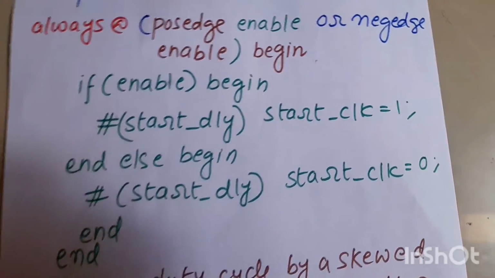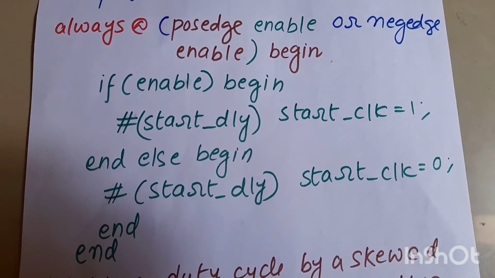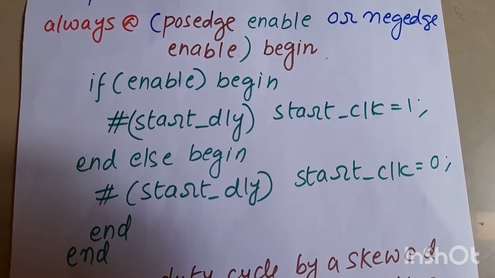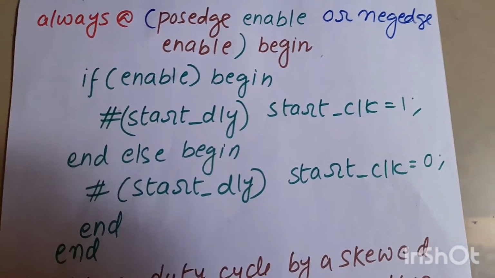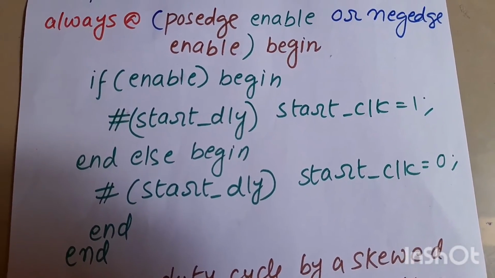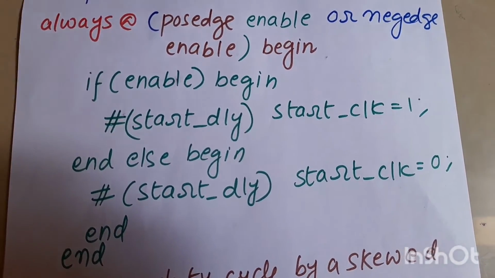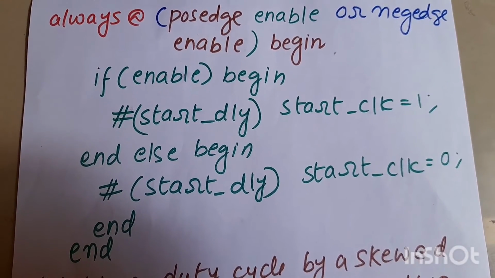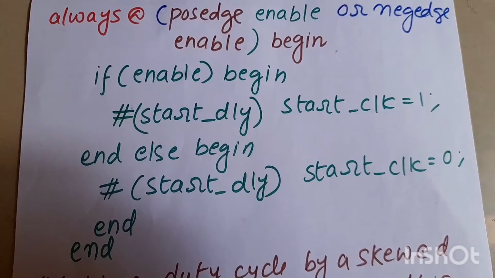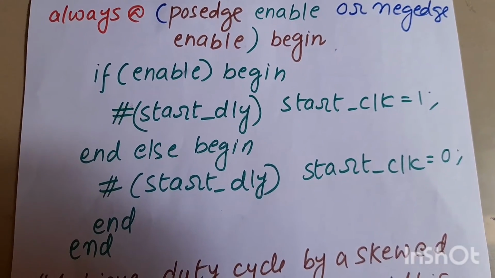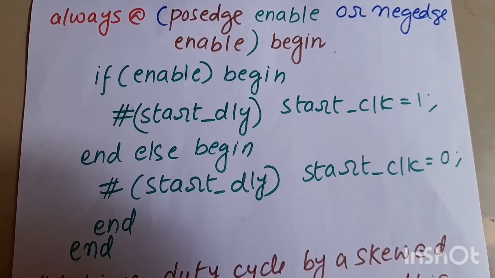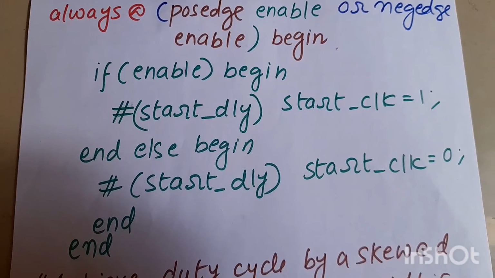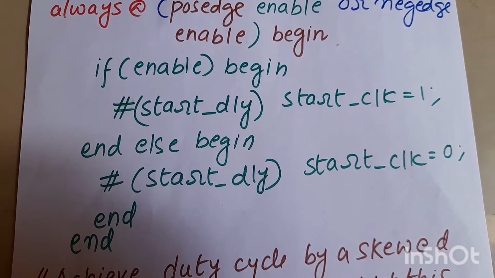देखो, अब हमारे पास always block है. Always at, inside the bracket I have posedge of enable or negedge of enable, begin, and for begin there is end, and for always also there is end. So posedge of enable or negedge of enable, what does it mean? It means that the always block is sensitive to the positive edge of the enable or the negative edge of the enable. 0 to 1 transition or 1 to 0 transition. Enable is the input to this module of clock gen. Okay, and output is the clock, that is of reg type.